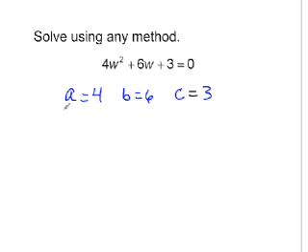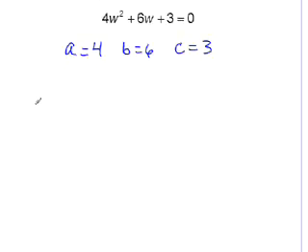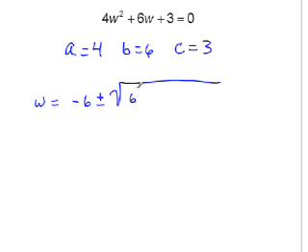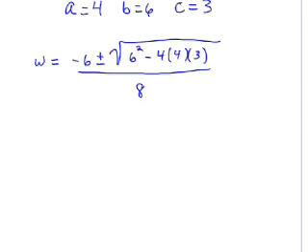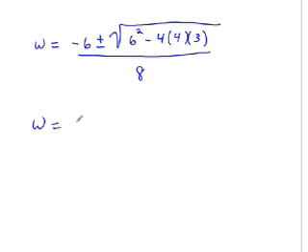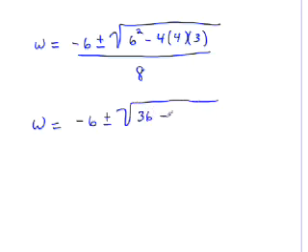And we'll substitute these values into the quadratic formula, giving us that w equals negative b plus or minus the square root of b squared minus 4 times a times c, all of that over 2 times a, which would equal 8. Simplifying further, we have w equals negative 6 plus or minus the square root of 36 minus 4 times 4 times 3, 12 and 4, 48. All of that over 8.